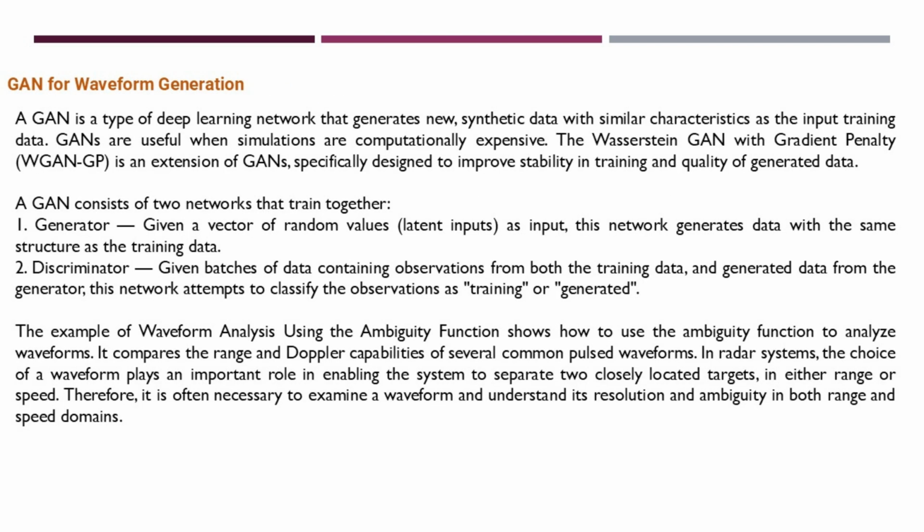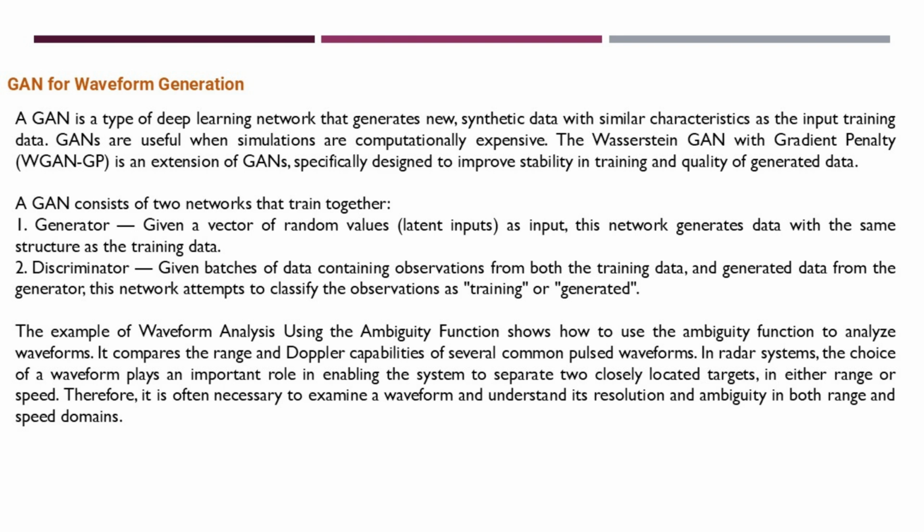A generative adversarial network, GAN, is a type of deep learning model that generates new data resembling the input training data. It's particularly useful when simulations are time-consuming or computationally expensive. In our case, we use GANs to generate new radar waveforms. The Wasserstein GAN with gradient penalty, WGAN-GP, is an advanced version of GAN designed to improve the stability of training and ensure high-quality generated waveforms.